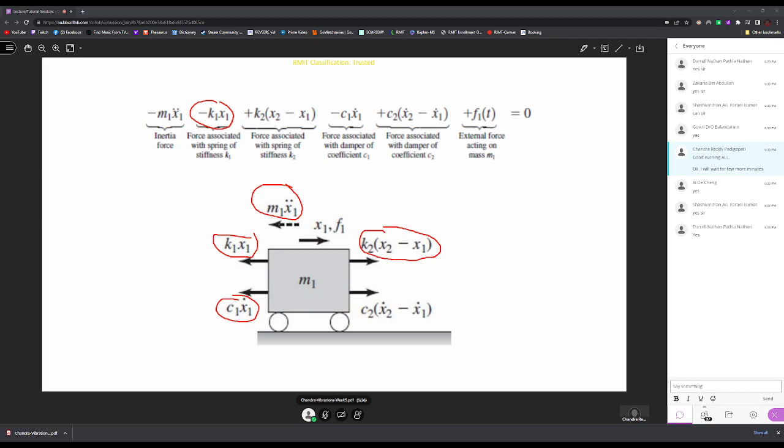You can see the directional arrow here. Then for the damper C2, the force is positive. The force here is C2 into x2 dot minus x1 dot, the difference in velocities. So the sum of all the forces will be zero under equilibrium conditions.